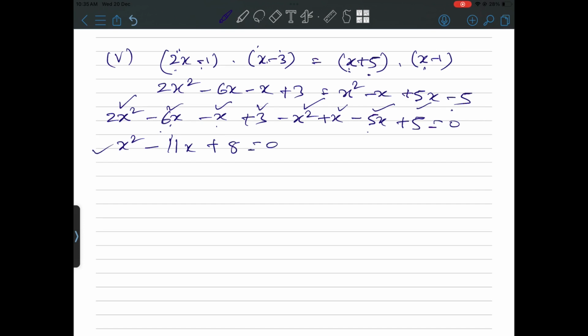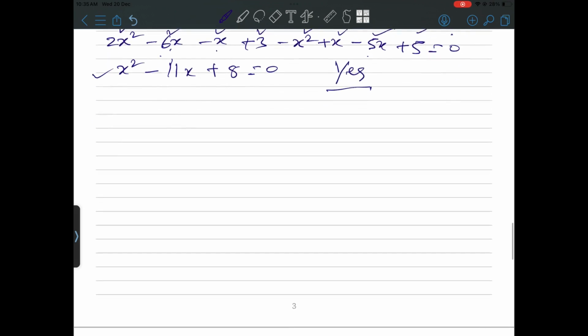So you again see that we have a term x square, which is the maximum power, having 2. And so we can simply say that it is also a quadratic equation. So the answer should be yes, it is a quadratic equation.